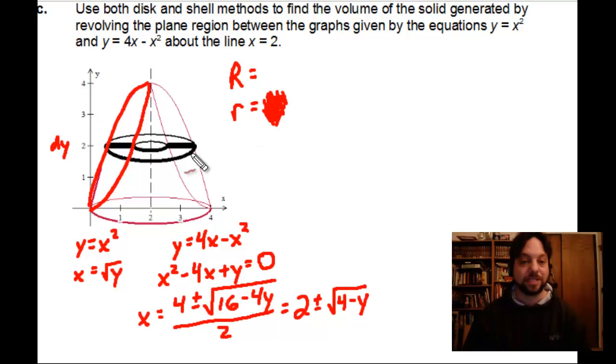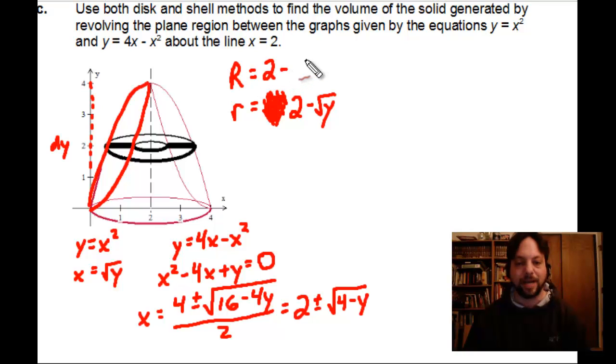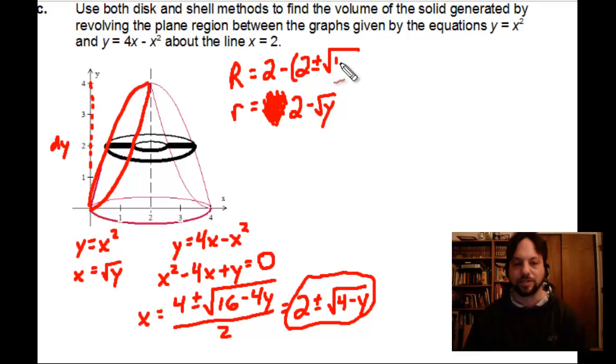The inner radius would be square root of y if I were starting at the y-axis. But because I'm starting at the line x equals 2, my inner radius is actually going to be 2 minus square root of y. My outer radius is going to be 2 minus this garbage that I got down here. So 2 minus 2 plus or minus the square root of 4 minus y.